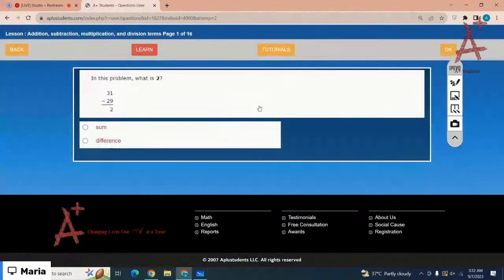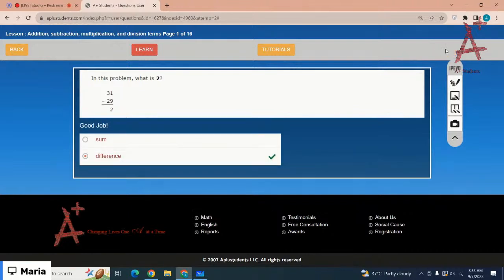Okay, let's start with the practice questions. In this problem, what is 2? Which is the correct option? When you are subtracting two numbers, the answer is the difference, right? So 2 is the difference of the numbers 31 and 29. It is the difference.